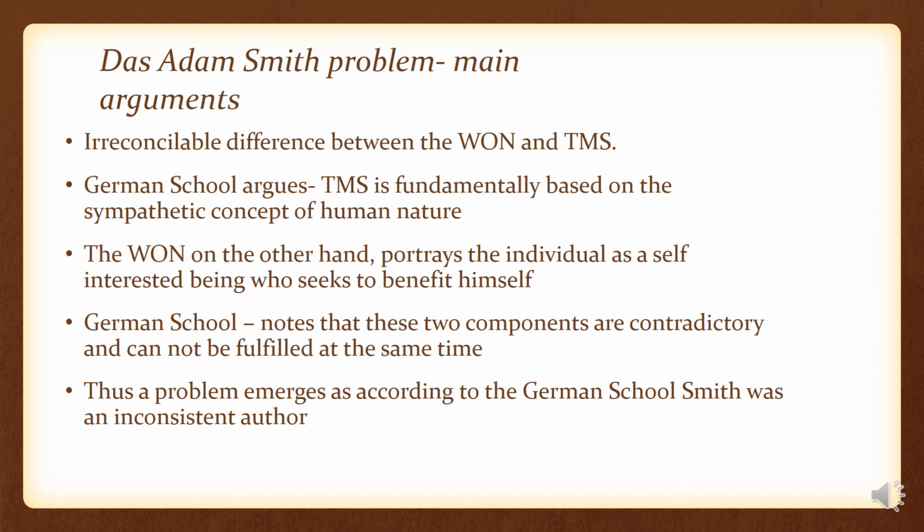So the main argument for the Adam Smith problem, as the German historical school argued, is that there is an irreconcilable difference between the Wealth of Nations and the Theory of Moral Sentiments, Smith's two most famous works. The German school argued that the Theory of Moral Sentiments is fundamentally based on a sympathetic concept of human nature, as we just saw in the previous slide, whereas the Wealth of Nations, on the other hand, portrays the individual as a self-interested being who seeks only to benefit himself.